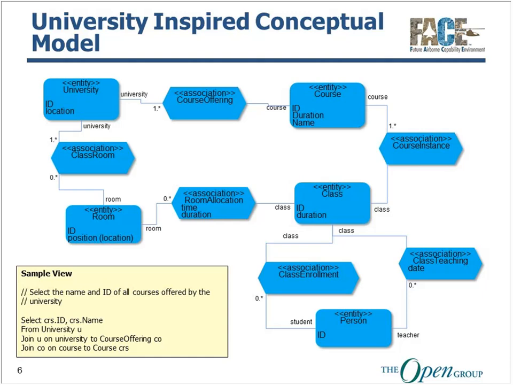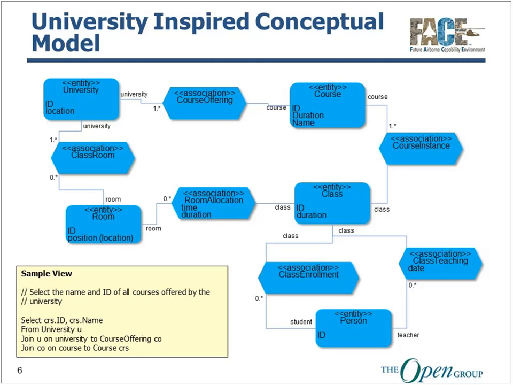That university has a location. We haven't talked about how we specify it, but universities all have a location. There are courses, and a course may have an ID, a course code, something like that, a duration, maybe 3 credit hours, and a name, something a little more human readable. Now, a course by itself isn't that meaningful. It's got to be offered by a university, so there's a relationship between the university and the course, where the university offers the course.